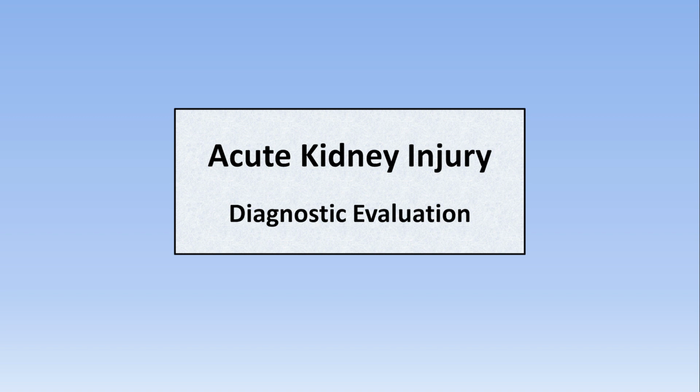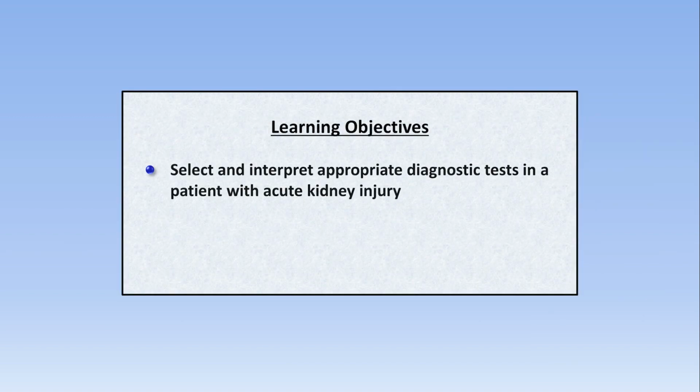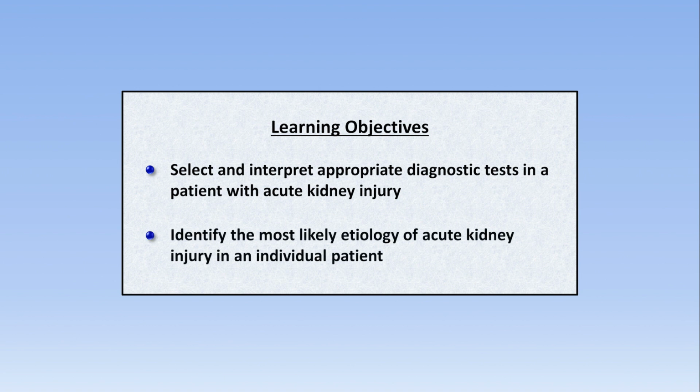This is the second video in this 3-video series on acute kidney injury. By the end of this video, you'll be able to select and interpret appropriate diagnostic tests in a patient with AKI and to be able to identify the most likely etiology of AKI in an individual patient.